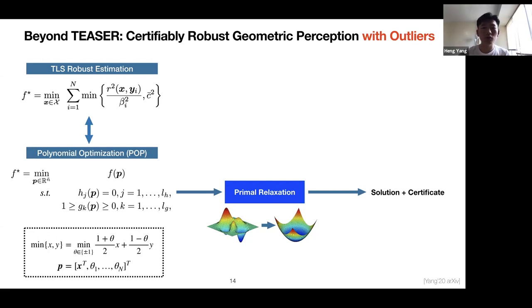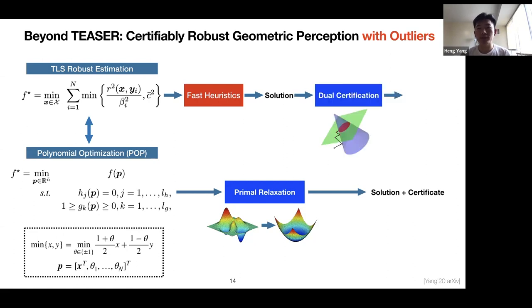But from the dual point of view, the other way of designing certifiable perception algorithms is to first solve the TLS robust estimation directly using fast heuristics such as RANSAC or other techniques that we designed. These fast heuristics will only give us a solution. Then we do something extra to the solution: we do a certification step such that we can check the global optimality of the solution.